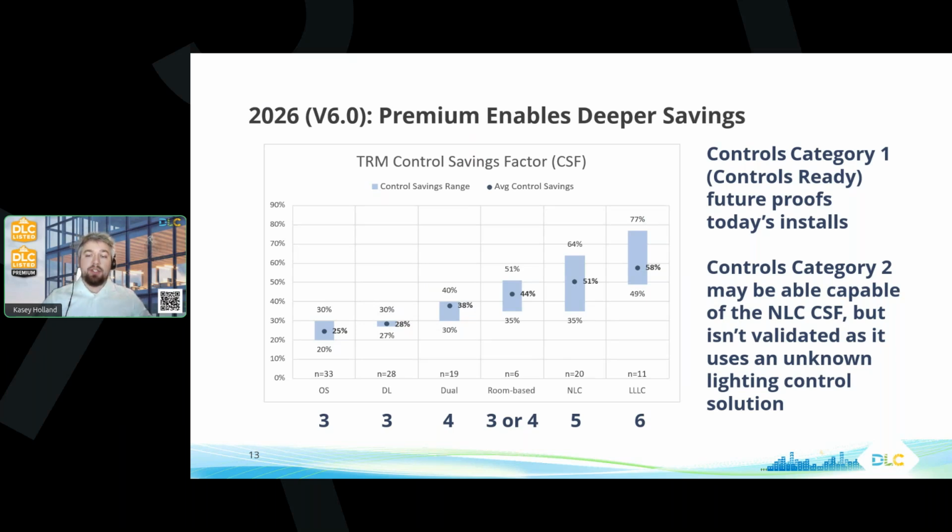Also, controls category 2 is a product that does have a network lighting controller, but we're not familiar with it, right? That NLC controller is not qualified to our NLC QPL. We haven't reviewed it, so its performance isn't validated, but it's generally understood to have that opportunity associated with it. So it may be capable of aligning with the fifth column you see here, or the NLC column, associated with category 5. But because it's not validated, we don't have specific control savings that we're associating it with, such as these here, where controls categories 3 through 6, all premium eligible, are very well understood to increase the savings associated specifically from these controls factors.